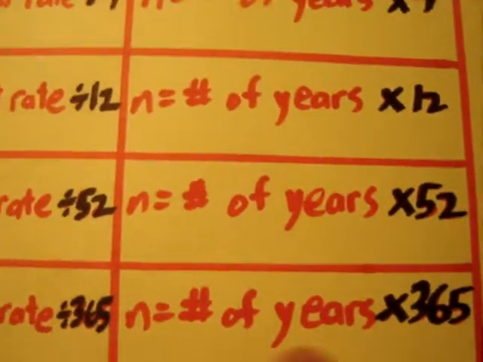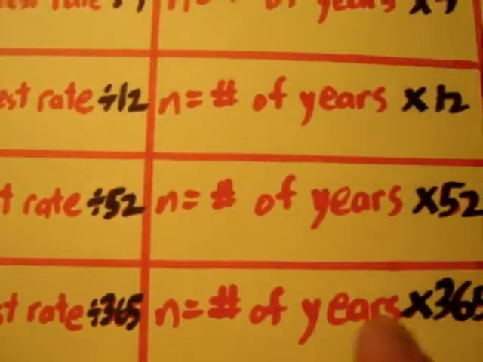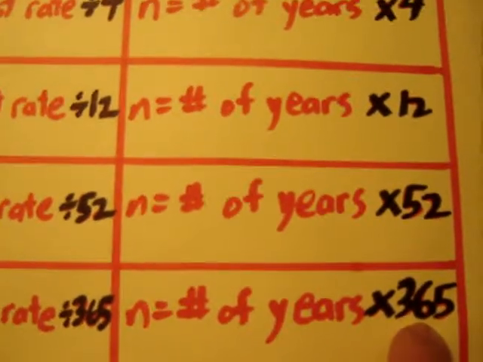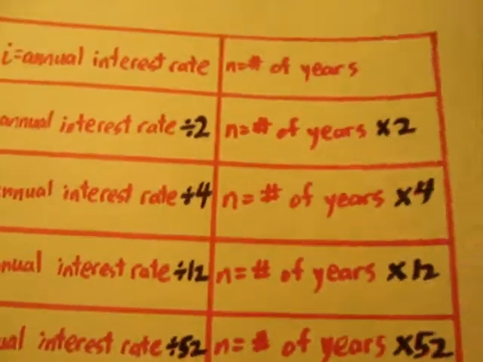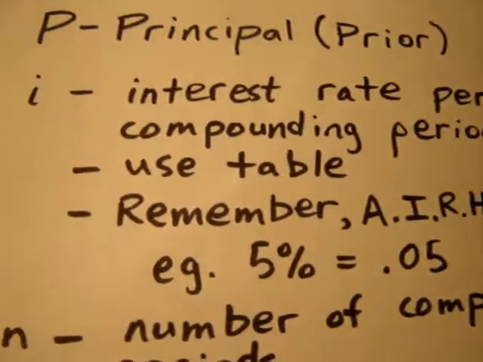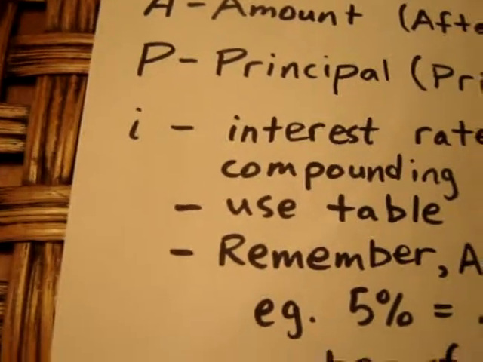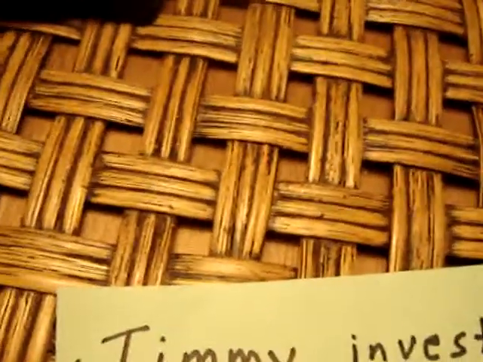And notice that the number that we divide by to get our little letter i will always be the same number that we multiply by to get our little letter n. It works the same way in each row. Okay, so in order to best understand this, it's usually a good idea to do some questions. So here's our first question. Question number 1.